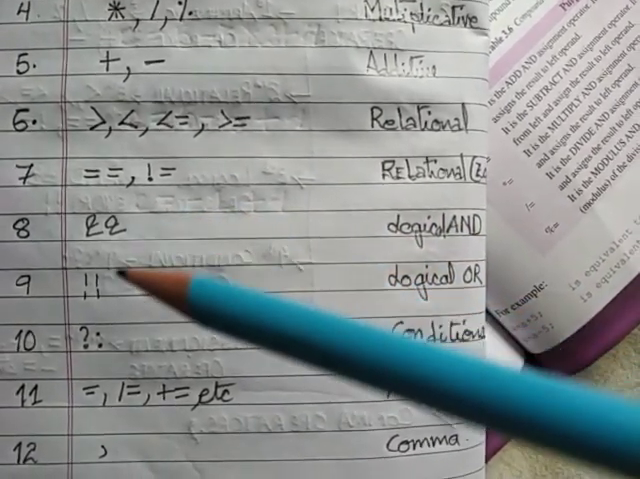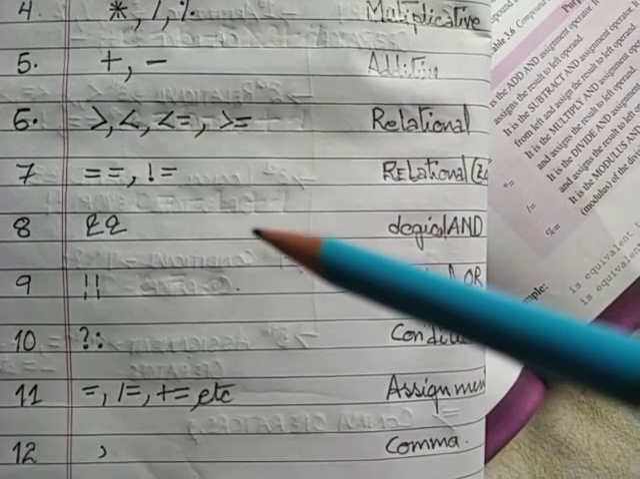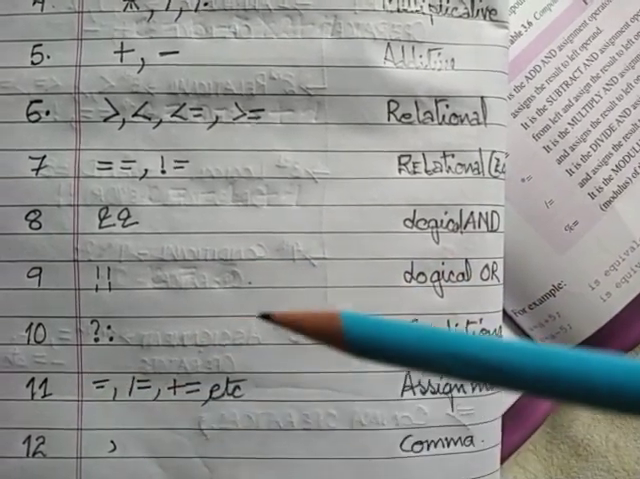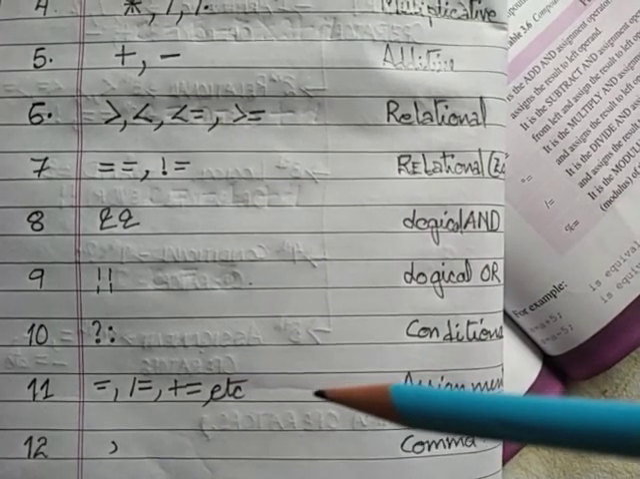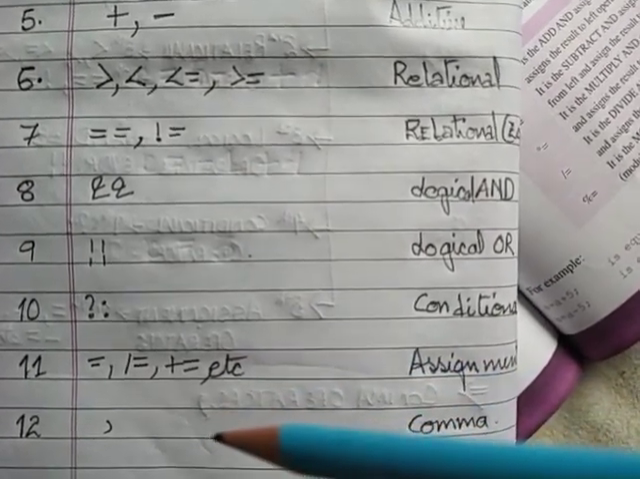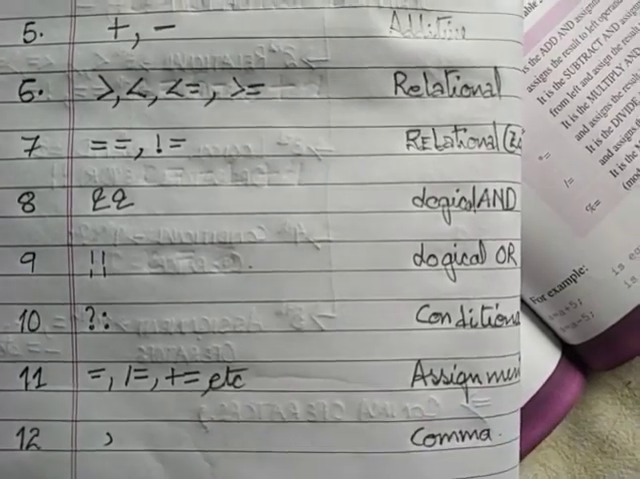In the 8th and 9th, we have logical and, or. In the 10th, we have conditional. In the 11th rank, we have assignment operators, and the last one we have comma operator.